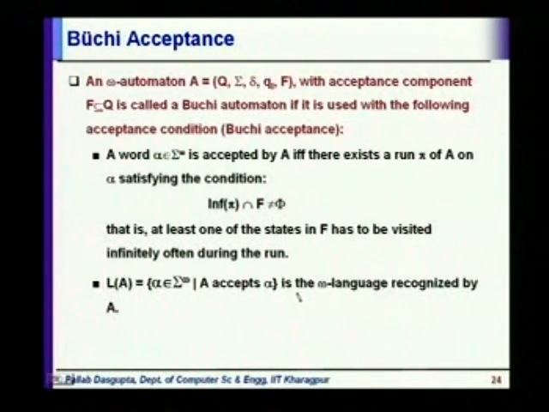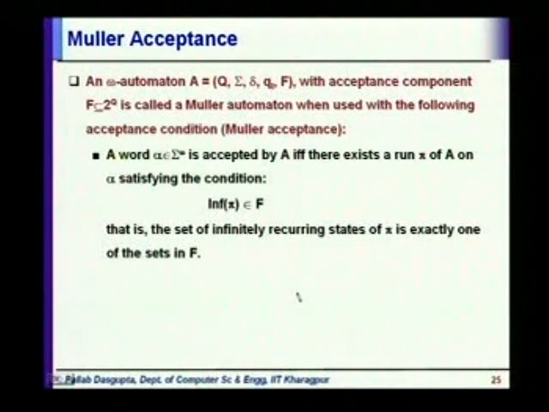Now, this is another type of automaton, called a Muller automaton. The Muller acceptance condition is like this: the acceptance condition F is a subset of 2 to the power Q, so it is a subset of the power set of Q. Everything else is the same. A word alpha is accepted by A if there exists a run pi of A on alpha satisfying the condition that Inf(pi) belongs to F.